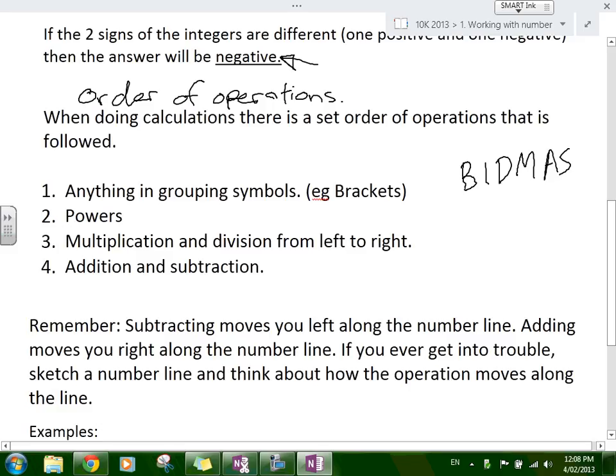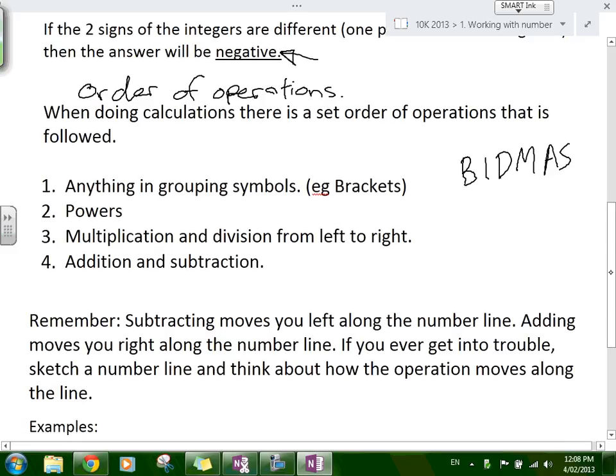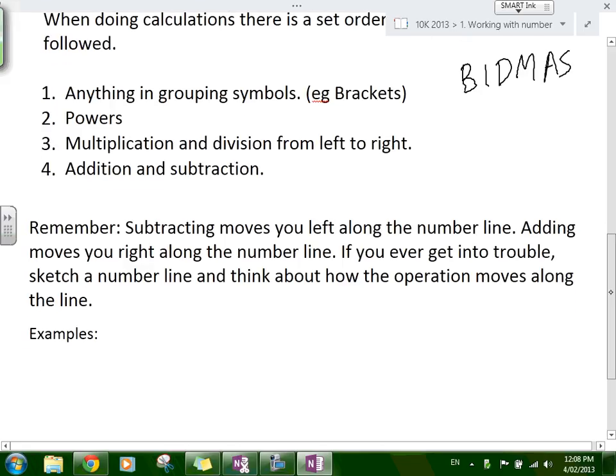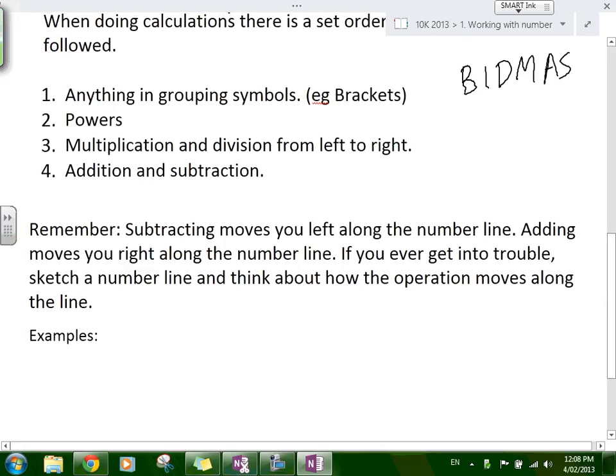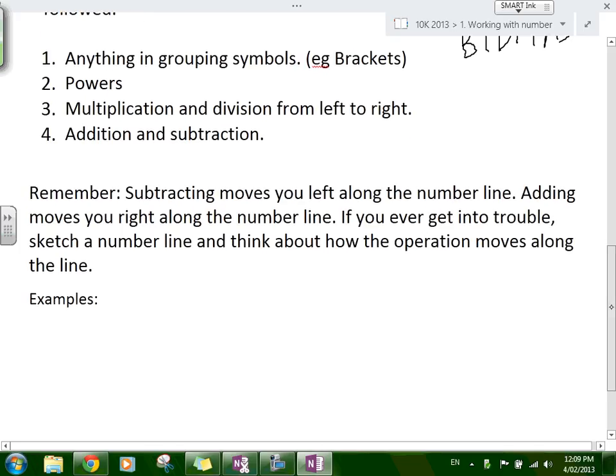So I'm going to do a few examples. Okay, just a couple of examples, just looking up at the front here.